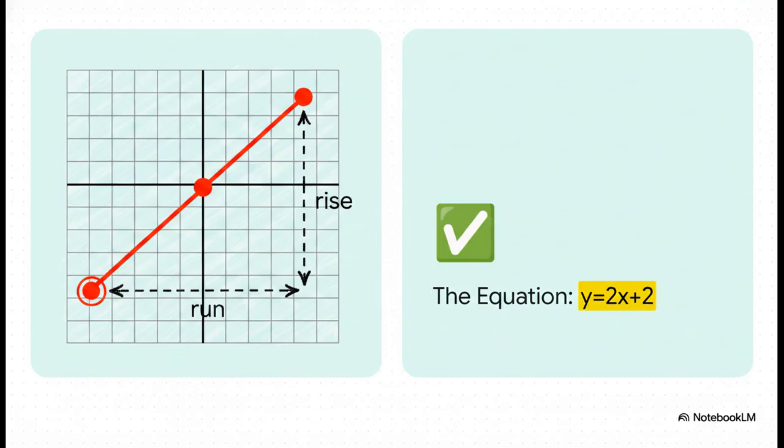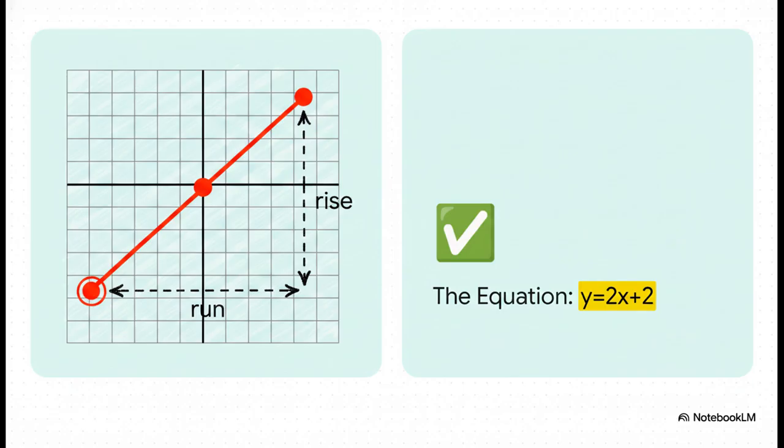Step 1, we grab our points, (0, 2) and (2, 6). Step 2, let's find that slope, m. Subtract the y values, 6 minus 2 gives us 4. Divide that by the x values, 2 minus 0 is 2. 4 divided by 2, that leaves us with a perfect slope of 2.